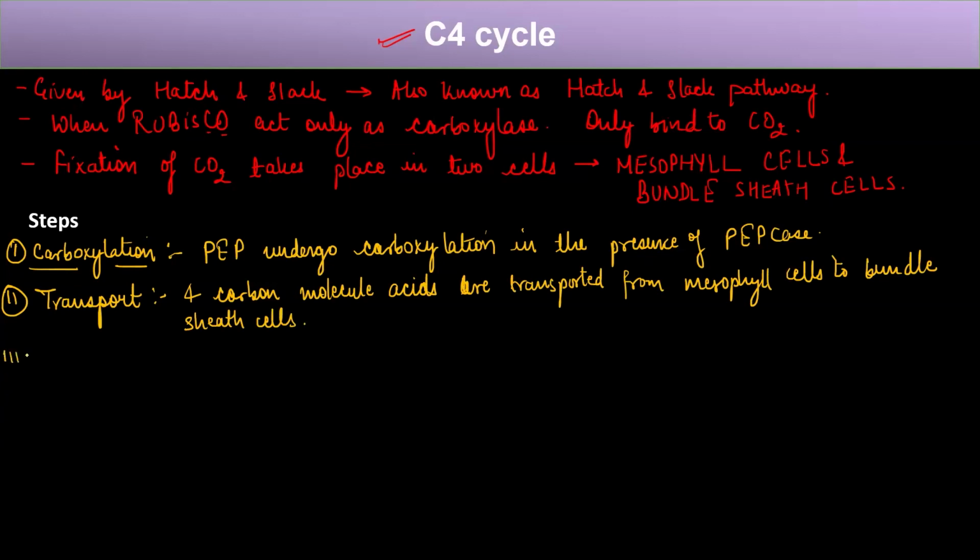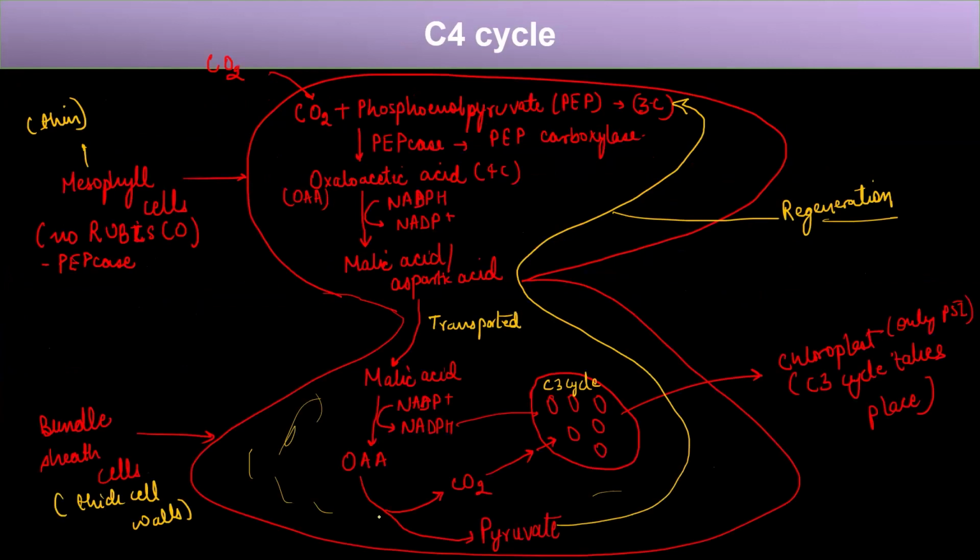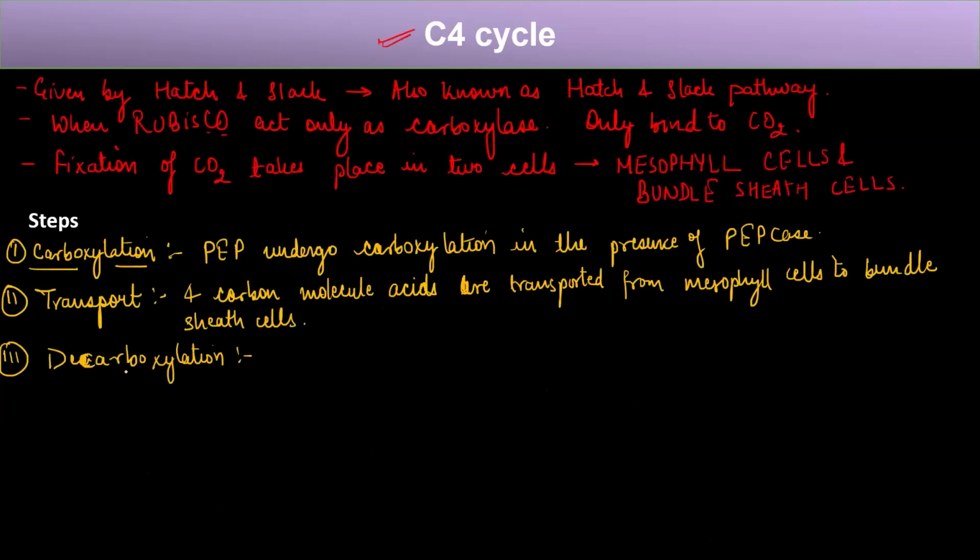Now, what is the third step? The third step is decarboxylation. Because the first step was carboxylation, the third step is decarboxylation. So what kind of decarboxylation is happening here? If you see this step, this is your third step. Here, this oxaloacetic acid is undergoing decarboxylation to form pyruvate. Okay. So in decarboxylation, carbon dioxide is removed from oxaloacetic acid to form pyruvate.